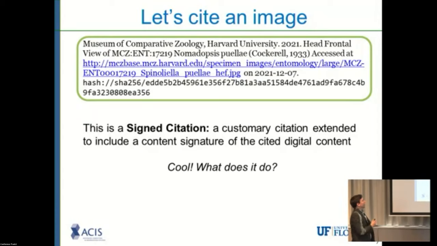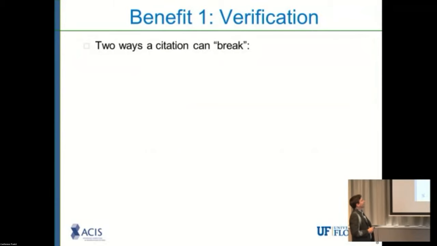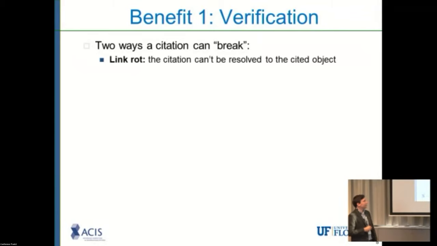So what does this actually do? Why do we do this? First off, I'm going to list a few benefits. The first one is verification. There are two different ways a citation can break. The first one is called link rot, and this also applies to identifiers, just calling a citation something, a list of identifiers, perhaps.